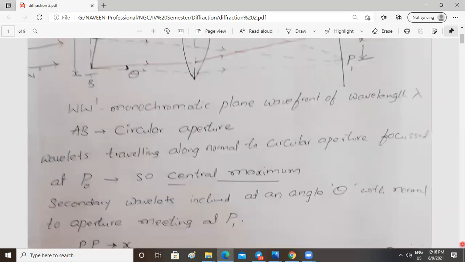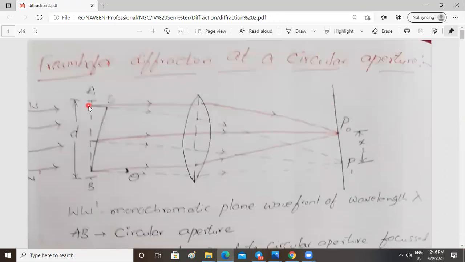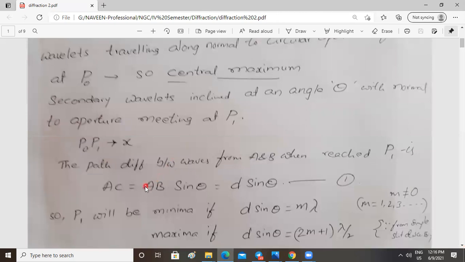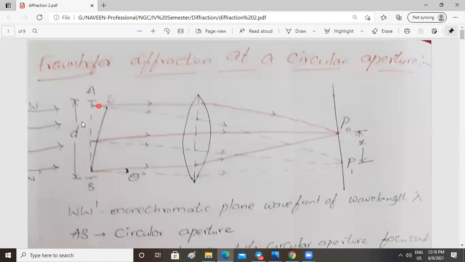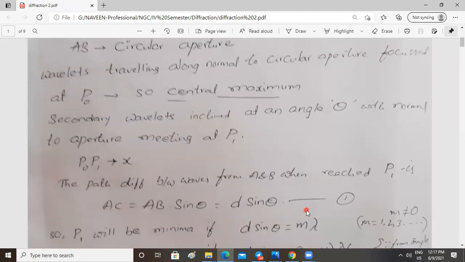So the angle between these two also becomes theta. From the figure, the path difference AC is equal to AB sine theta. We calculated the path difference geometrically, and it comes out to be AC equals AB sine theta. I am calling the width of this circular aperture D. The width of the circular aperture AB is equal to D. So the path difference comes out to be D sine theta.